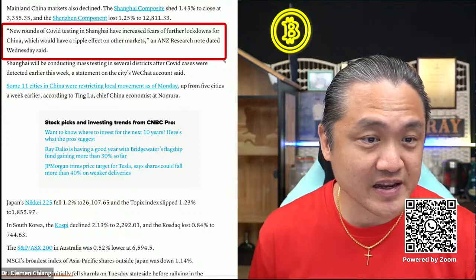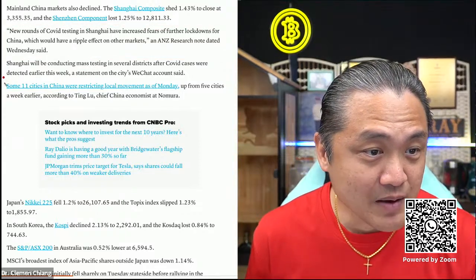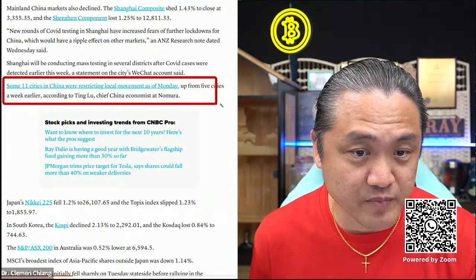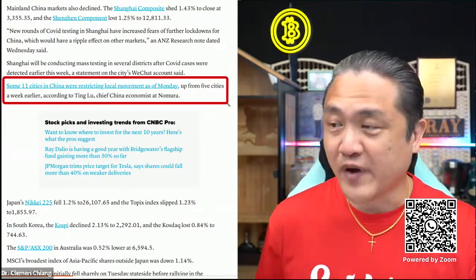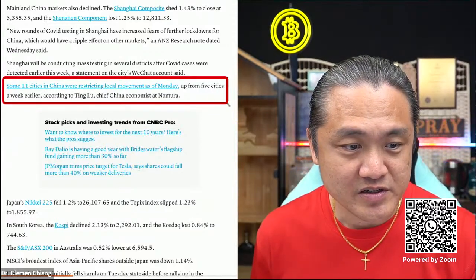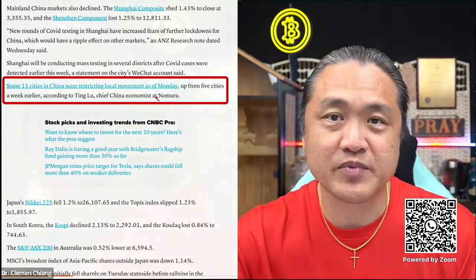So this is the latest right now. Some 11 cities in China were restricting local movement as of Monday, up from 5 cities. That's like twofold, 2 times. So of course, everybody took a hit because of this, right? We covered quite a number of things, and the latest one will be the JOLTS, right?